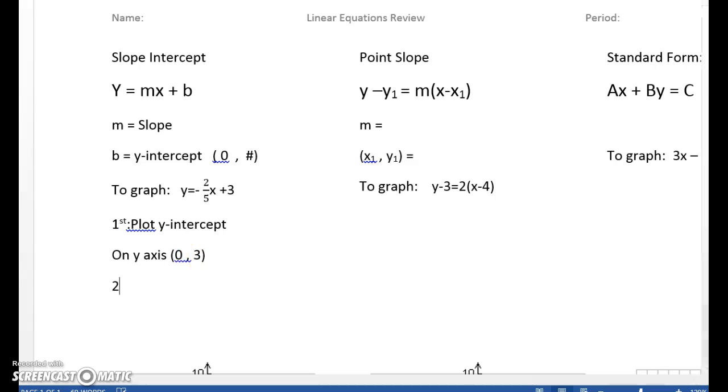Second step is to use slope. We talk about slope in our rise over run format. That's what we're going to need to use there. So in this case, we have a -2 for our rise, and we have that 5 for our run. So for us, we're going to start from that y-intercept. So we need to go down 2 to the right 5.